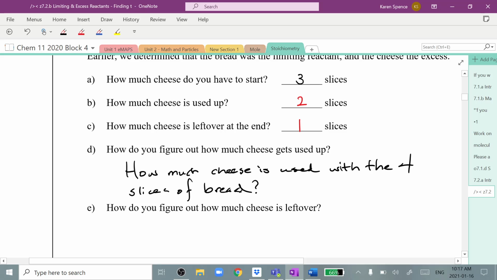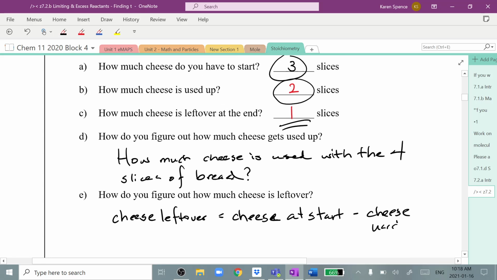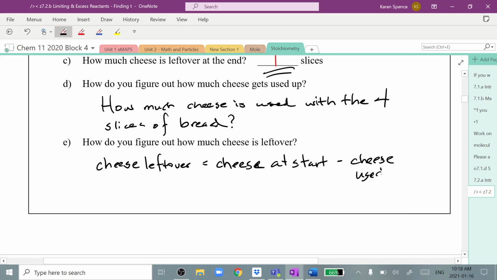How do you figure out how much cheese is left over? Well, you simply take the amount at the start and subtract the amount used up, and that gives you how much is left over. So the cheese left over is equal to the cheese at the start minus the cheese used up. Okay.